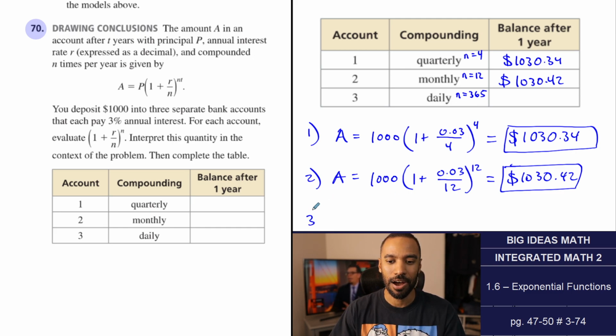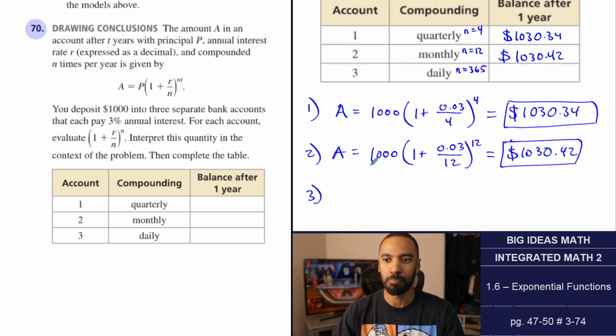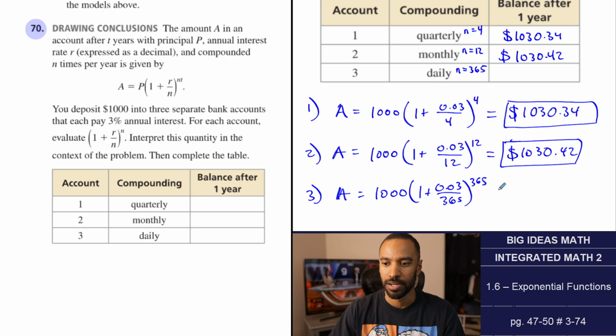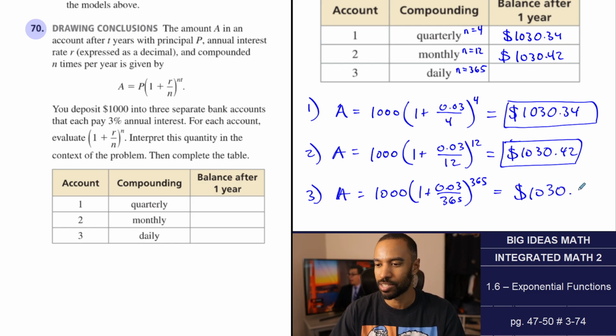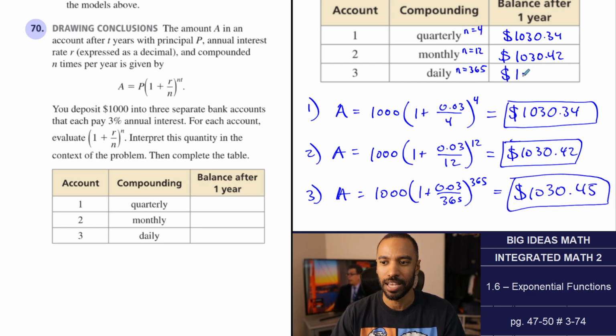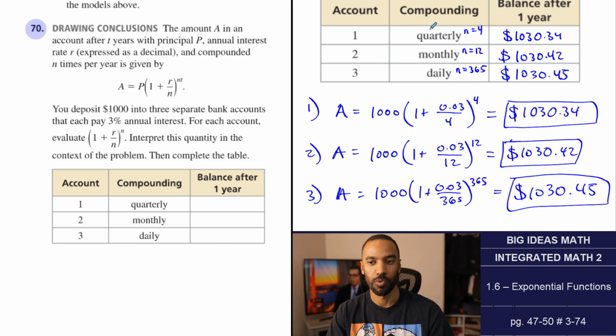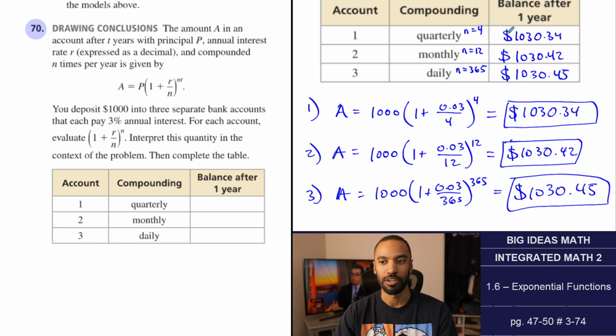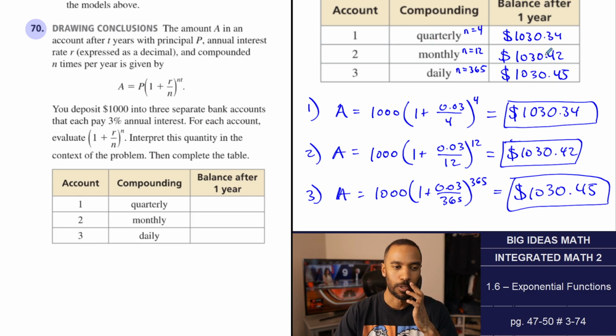So you might think, hey, wow, let's do daily because it's so much bigger. But at some point the change is insignificant when it comes to exponents and the like. So 0.03 over 365 to the 365th power, and that number is 1030 point, any guesses? 45. So only 3 cents more than that, which is less of a difference than from quarterly to monthly. In fact, the largest difference would have been from yearly to quarterly. From 1 to 4 would have been 34 cents extra. So there's a big difference.